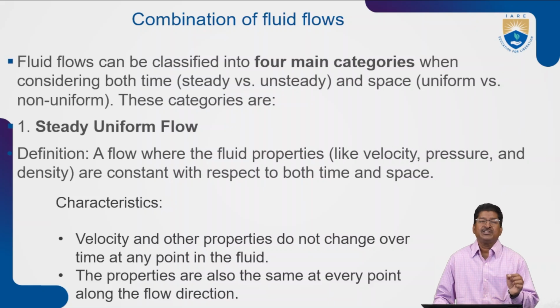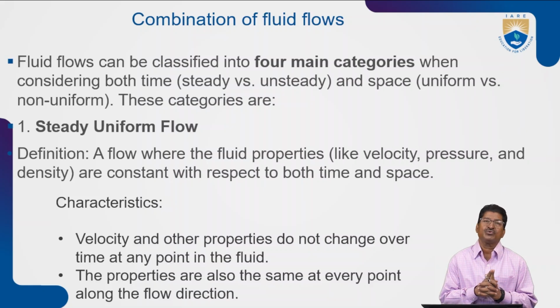So the velocity at different points is not the same at a particular point of time. That is the non-uniform flow. Now, today's section is this combination of flows. Combination means you can combine steady and uniform, steady and non-uniform, unsteady uniform, unsteady non-uniform. So they are the combination of different flows.